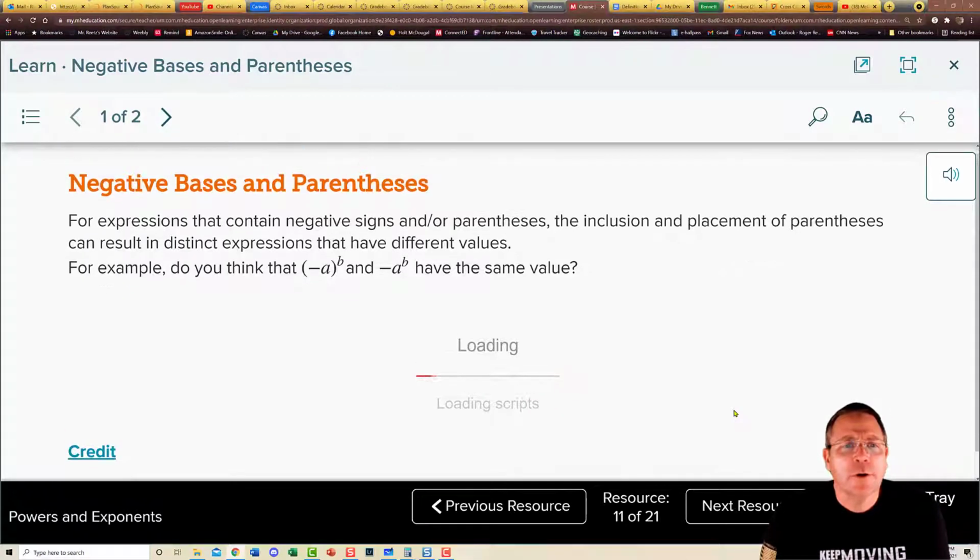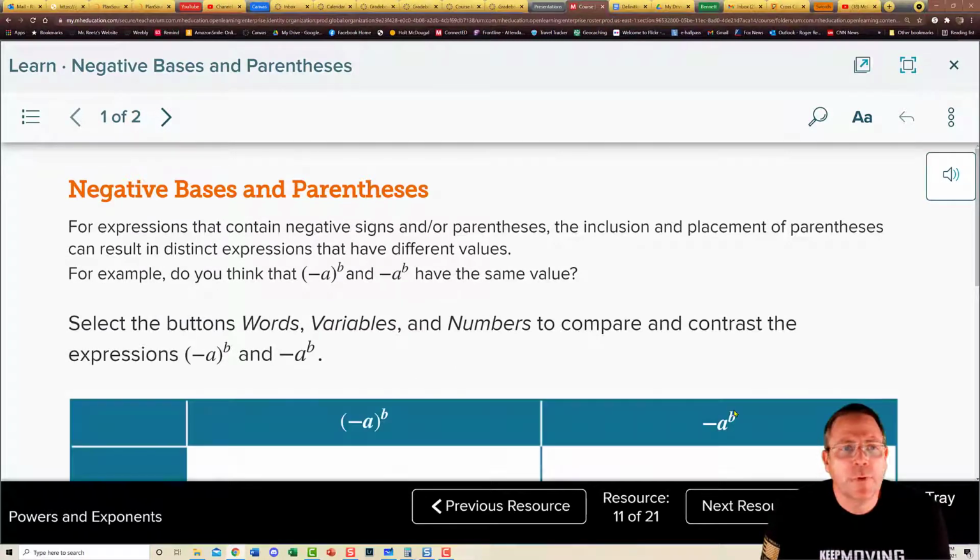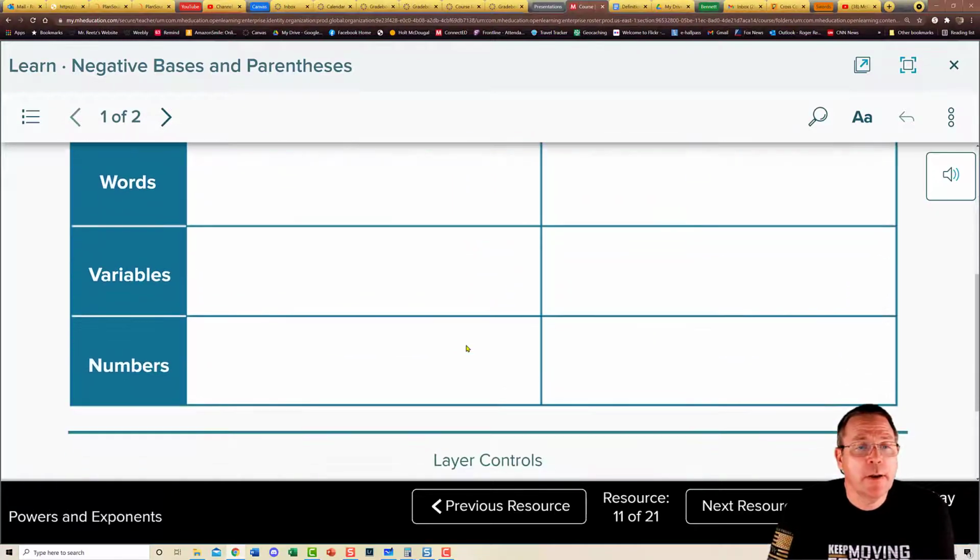Now earlier I touched on the concept of the negative base, where we have the negative base in parentheses. For expressions that contain negative signs and/or parentheses, the inclusion and placement of the parentheses can result in distinctly different expressions that have different values. For example, do you think that negative a in parentheses raised to the b power and negative a to the b power have the same value? The answer is no. We're going to select some words and buttons down here and compare and contrast.